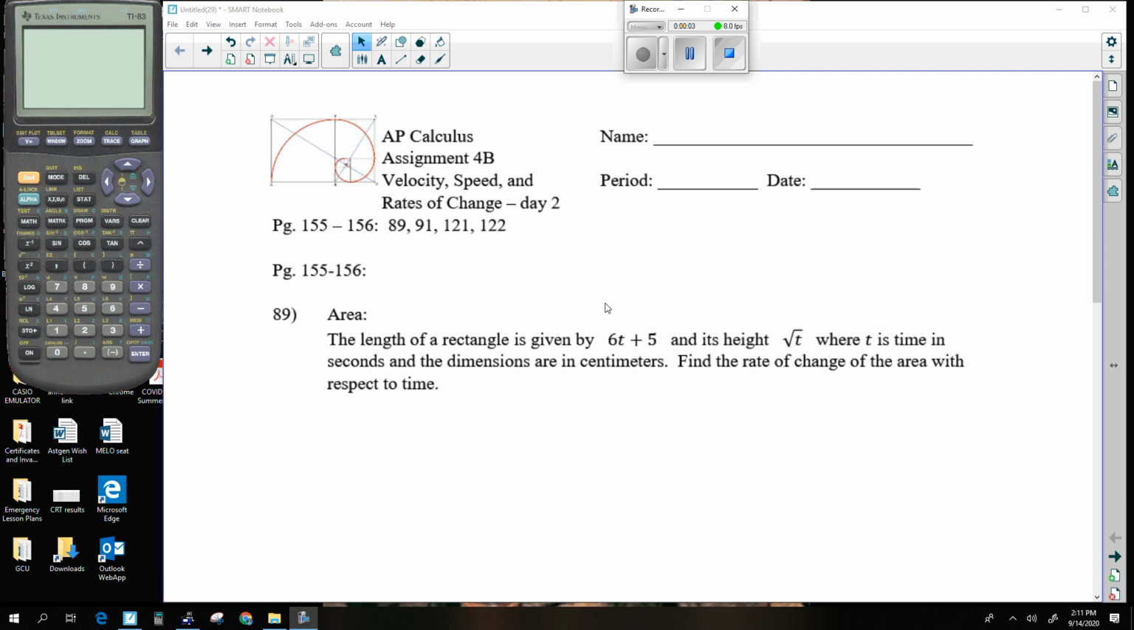All right, all you calculus kiddos out there. We are going to be starting assignment 4B today. Again, it's rates of change.